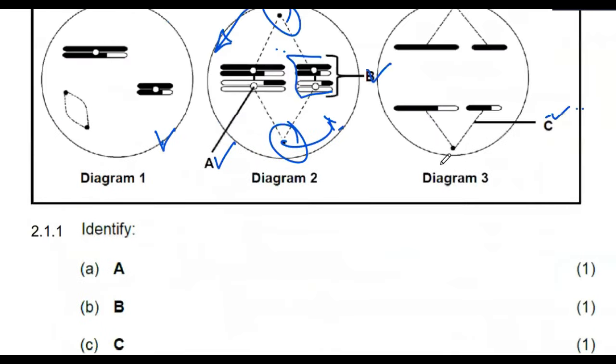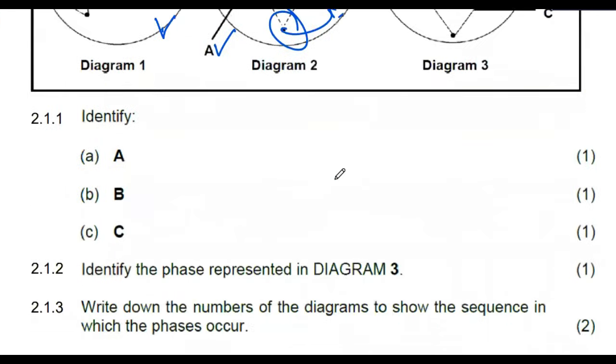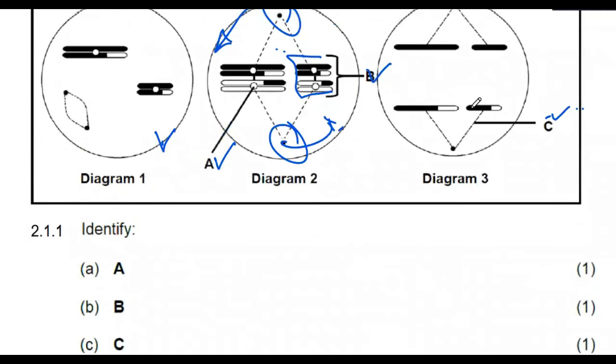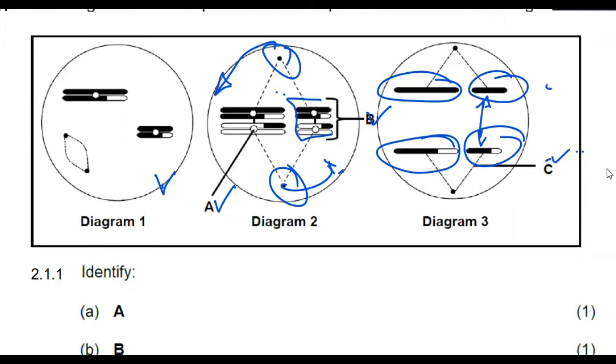Then they say identify A. We have seen it. A is centromere. B, we have seen it, homologous chromosomes. Then C, we have seen it as spindle fibers. Identify the phase in diagram 3. Diagram 3, because they are separating, they are moving to opposite poles. Therefore, it is anaphase. But which is it? Anaphase 1 or anaphase 2? Because now there are chromatids moving to opposite poles, therefore it's going to be anaphase 2.